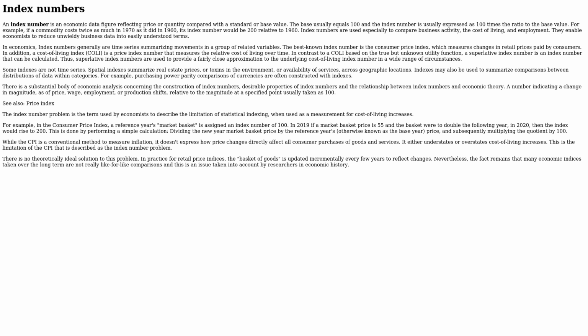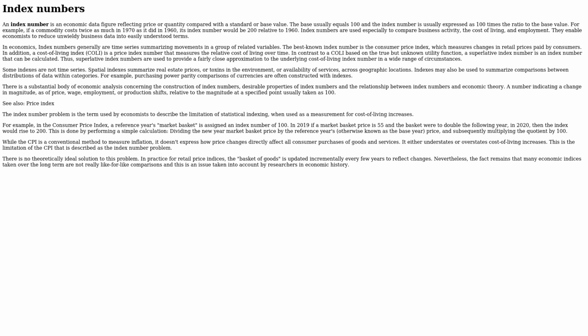There is a substantial body of economic analysis concerning the construction of index numbers, desirable properties of index numbers, and the relationship between index numbers and economic theory. A number indicating a change in magnitude, as of price, wage, employment, or production shifts, relative to the magnitude at a specified point, usually taken as 100. Price index: the index number problem is the term used by economists to describe the limitation of statistical indexing when used as a measurement for cost of living increase.